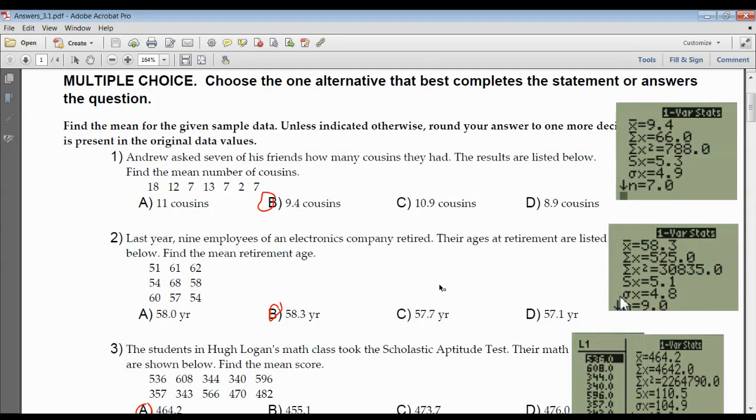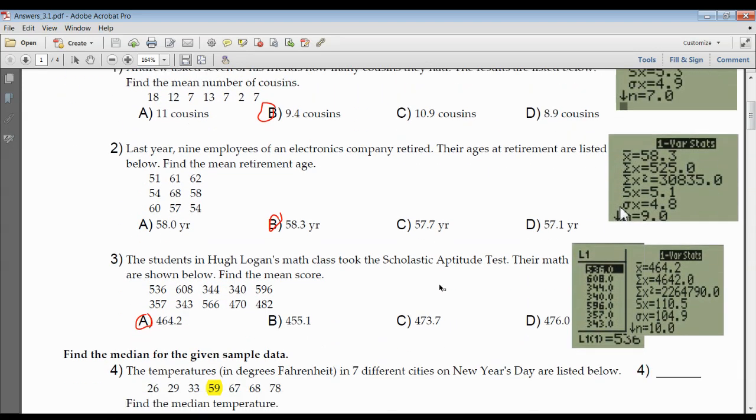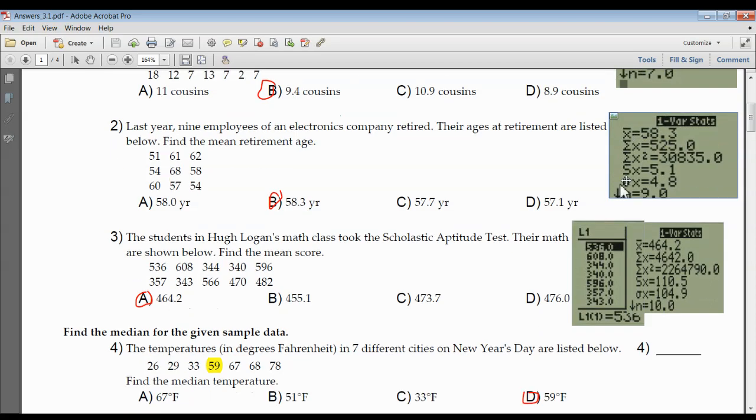Number 2, we're looking at last year, 9 employees of an electronics company retired. Their ages, once again, you could have just added that with your calculator and taken the sum, 369, and divided it by 9. I here again put it into a list. Here again, I like using list 1 because I can remember what it is. Put the 9 numbers in there. Go back to calculate and 1 variable stat. And my mean is 58.3.